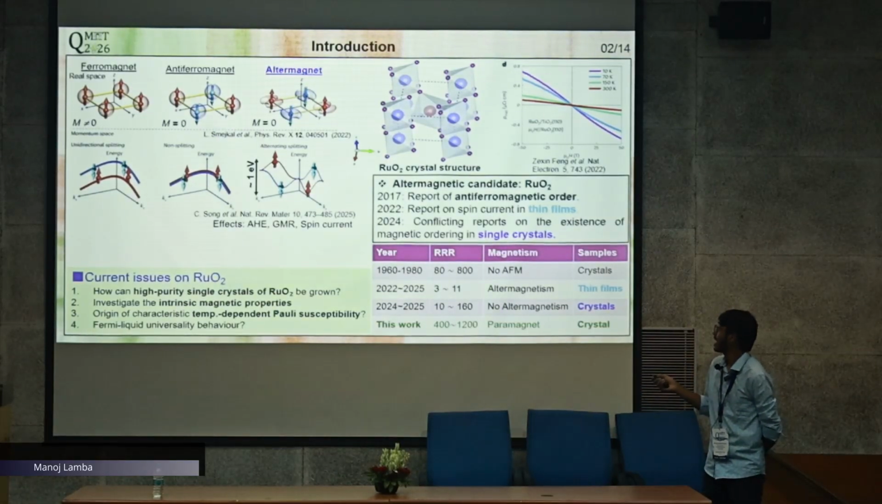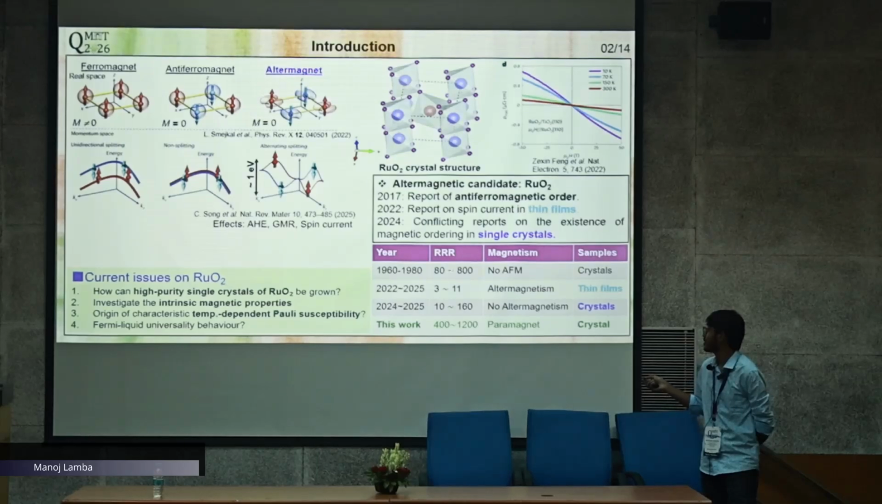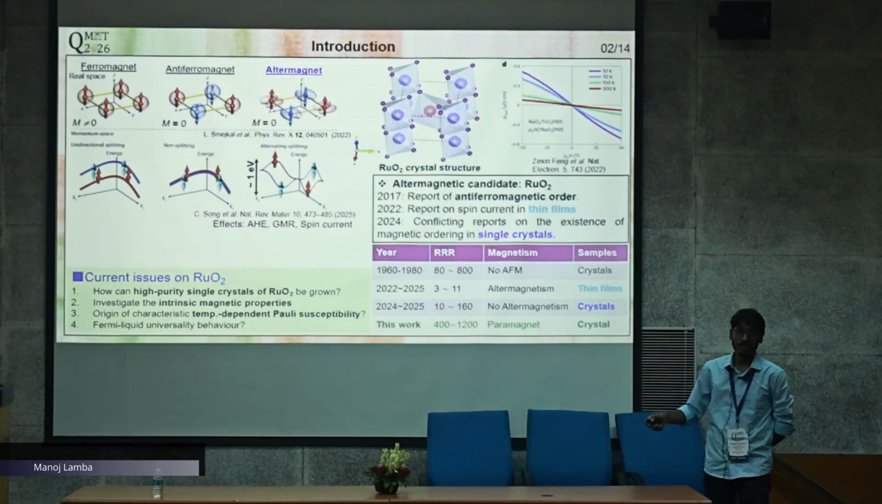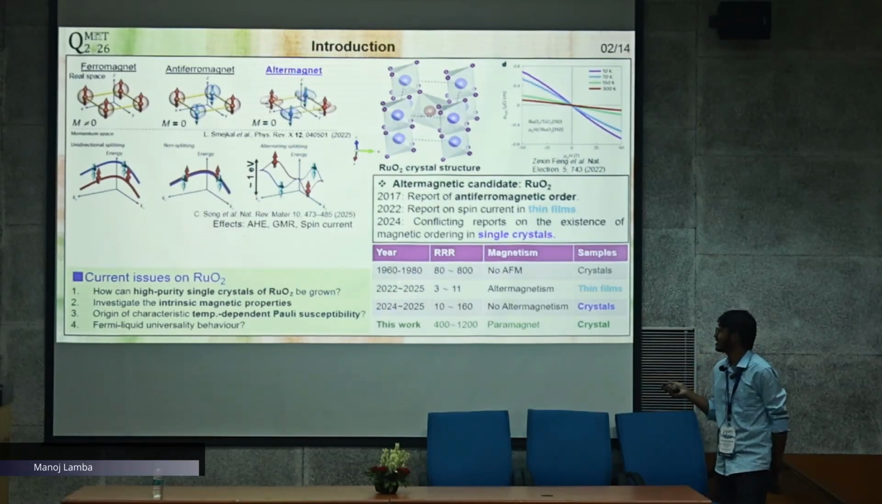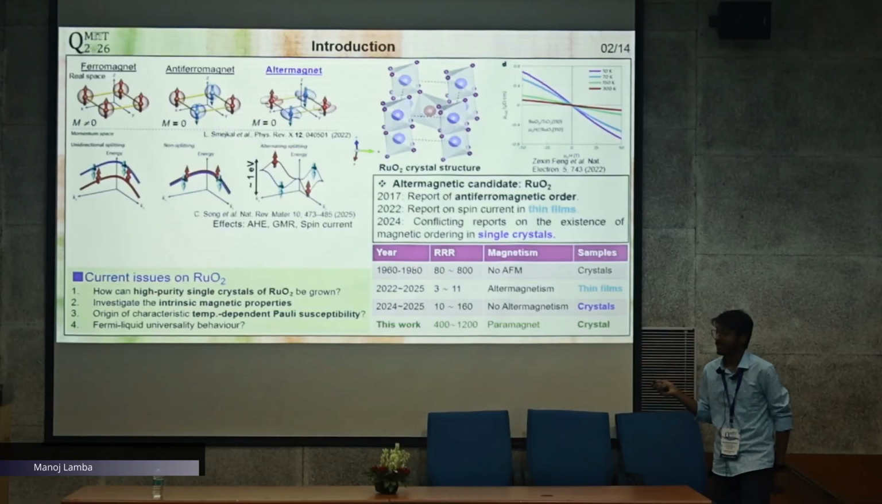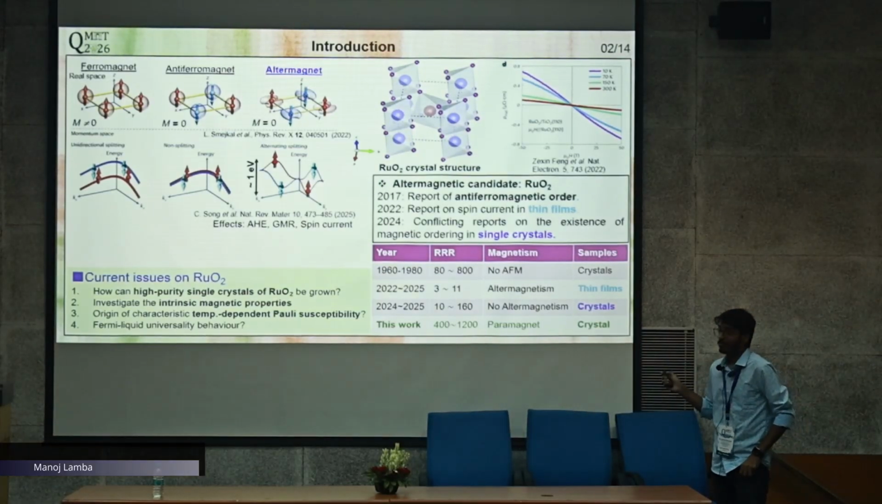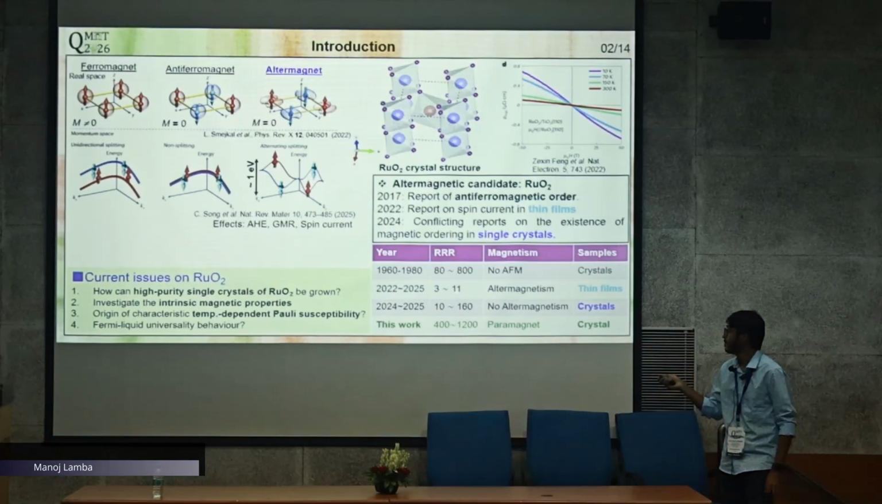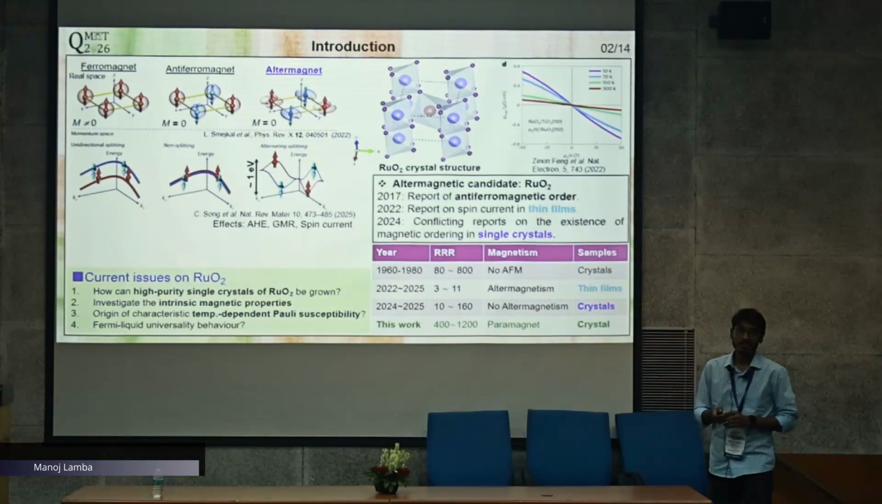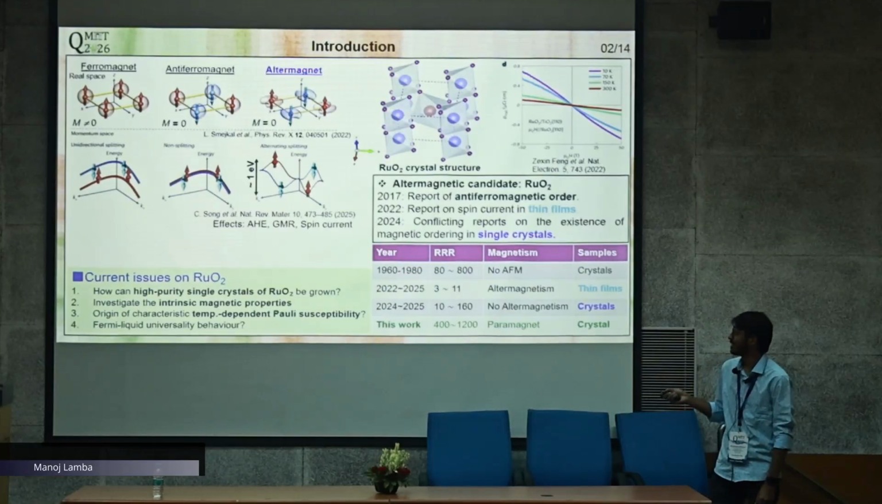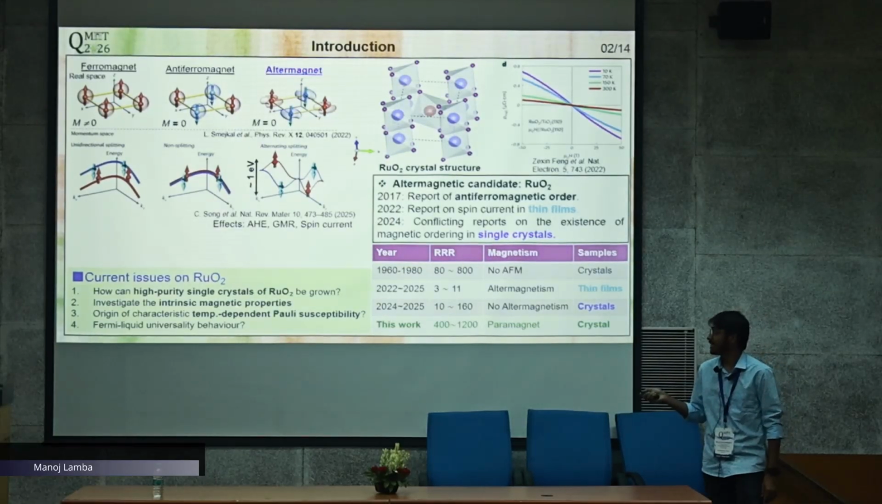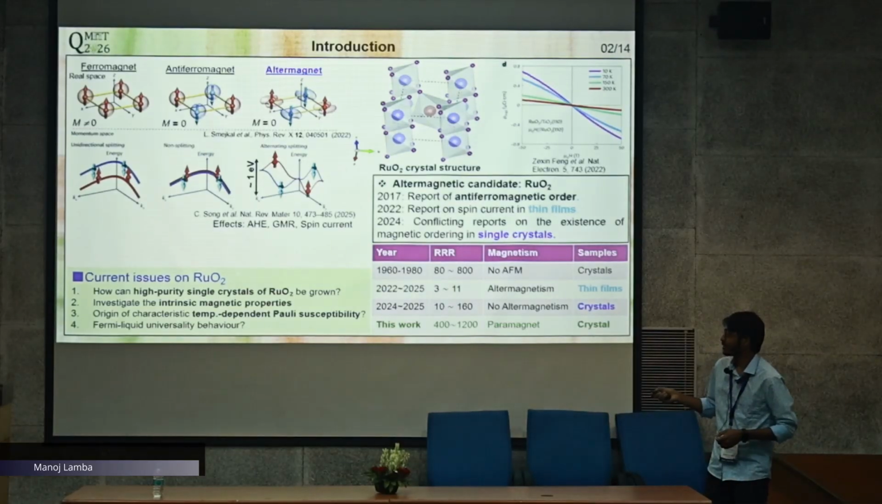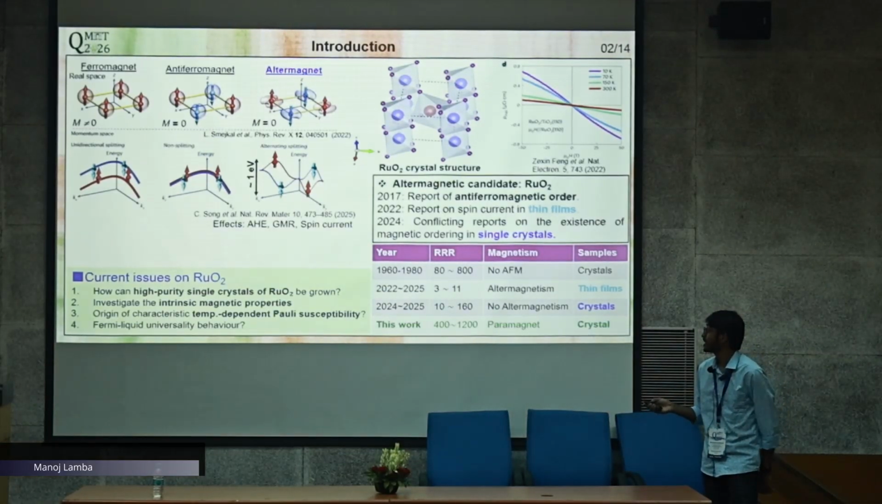One of the important parameters to check the crystal quality is the residual resistivity ratio, which varies widely. From older studies, 1960 to 1980s, this number varies between 80 and 800, and in most recent studies related to altermagnetism on ruthenium oxide thin films, this number varies from 3 to 11. So it is highly desirable to grow high quality single crystals of ruthenium dioxide and investigate the intrinsic and magnetic properties of this system. These are the current issues I am going to discuss in this presentation.